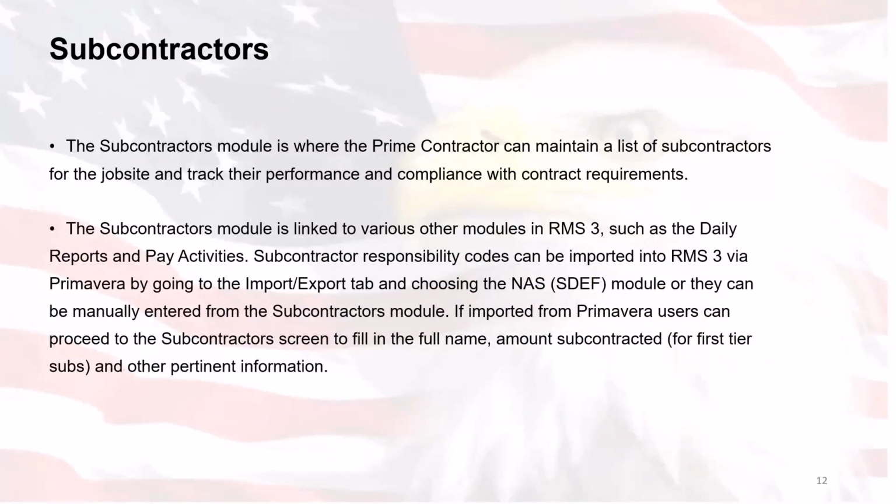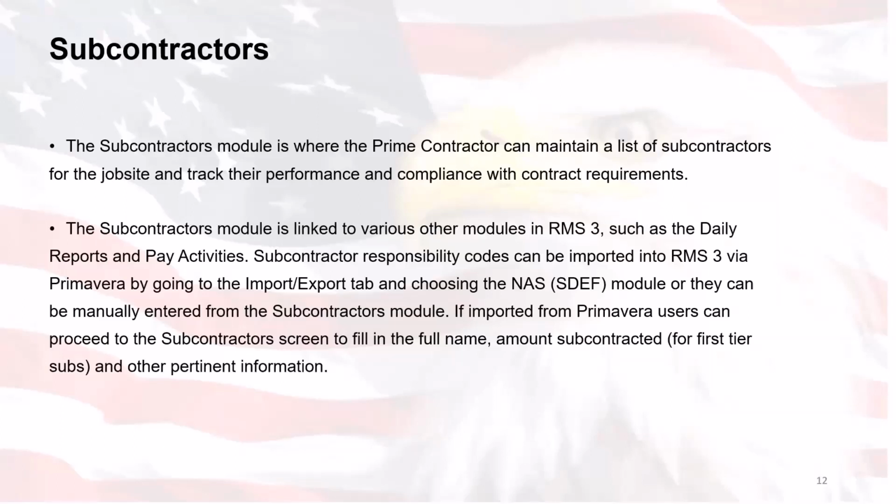Subcontractor responsibility codes can be imported into RMS 3 via Primavera by going to the Import Export tab and choosing the NAS SDEF module, or they can be manually entered from the subcontractors module. If imported from Primavera, users can proceed to the subcontractor screen to fill in the full name and amount subcontracted for the first tier subs and other pertinent information as well.